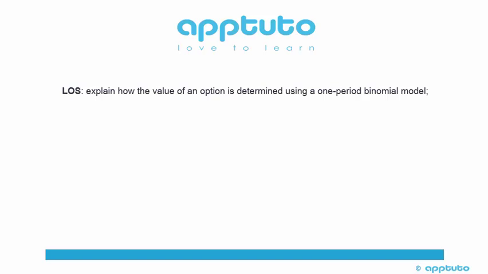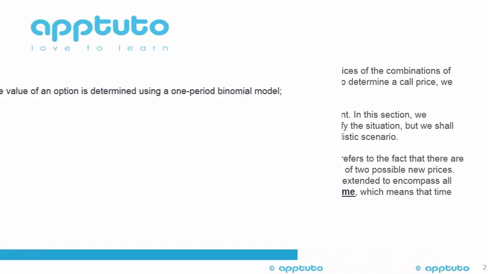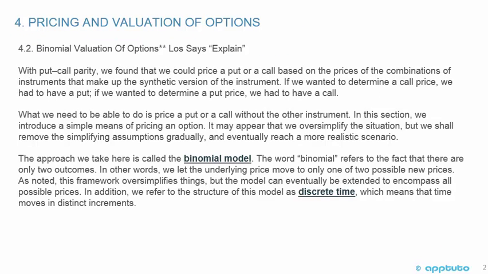This LOS is to explain how the value of an option is determined using a one-period binomial model. Pricing and valuation of options. Now we're going to look at the binomial valuation of options. And recall the LOS says explain, okay? It says explain how the value of an option is determined using a one-period binomial model.